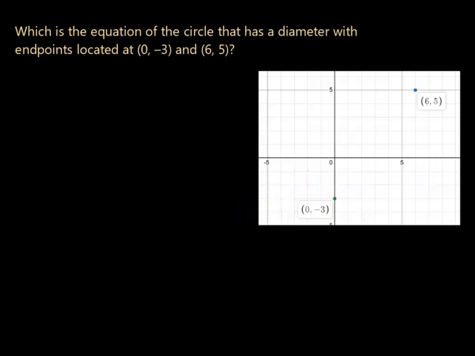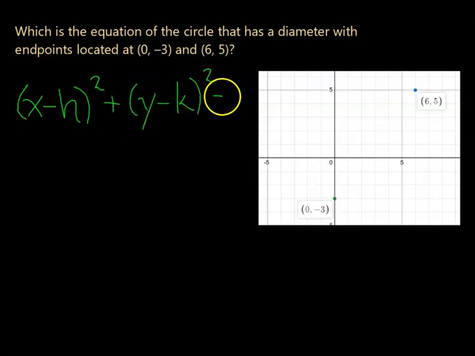Hi guys, so today we're going to go over writing the equation of a circle when given the diameter. So we're going to start off by first noting the equation of a circle where the center would be h and k and the radius would be r.